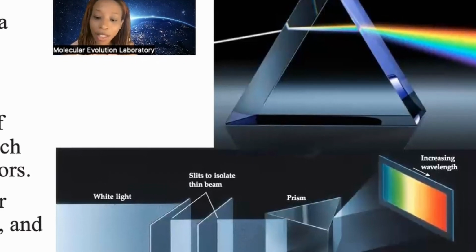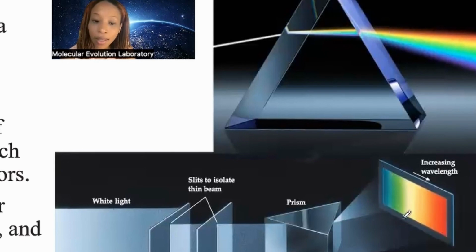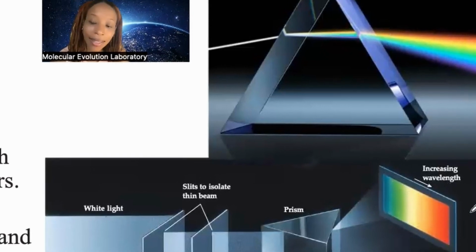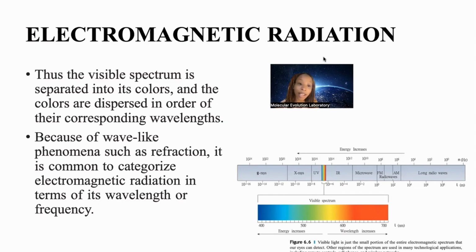So when light passes through a prism, it's separated into its constituent colors. The light bends at an angle that is highly dependent on the wavelength. Thus, the visible spectrum is separated into colors, and the colors are dispersed in order of their corresponding wavelengths. Because of wave-like phenomena such as refraction, it is common to categorize electromagnetic radiation in terms of its wavelength or frequency. So visible light is just the small portion of the entire electromagnetic spectrum that our eyes can detect.